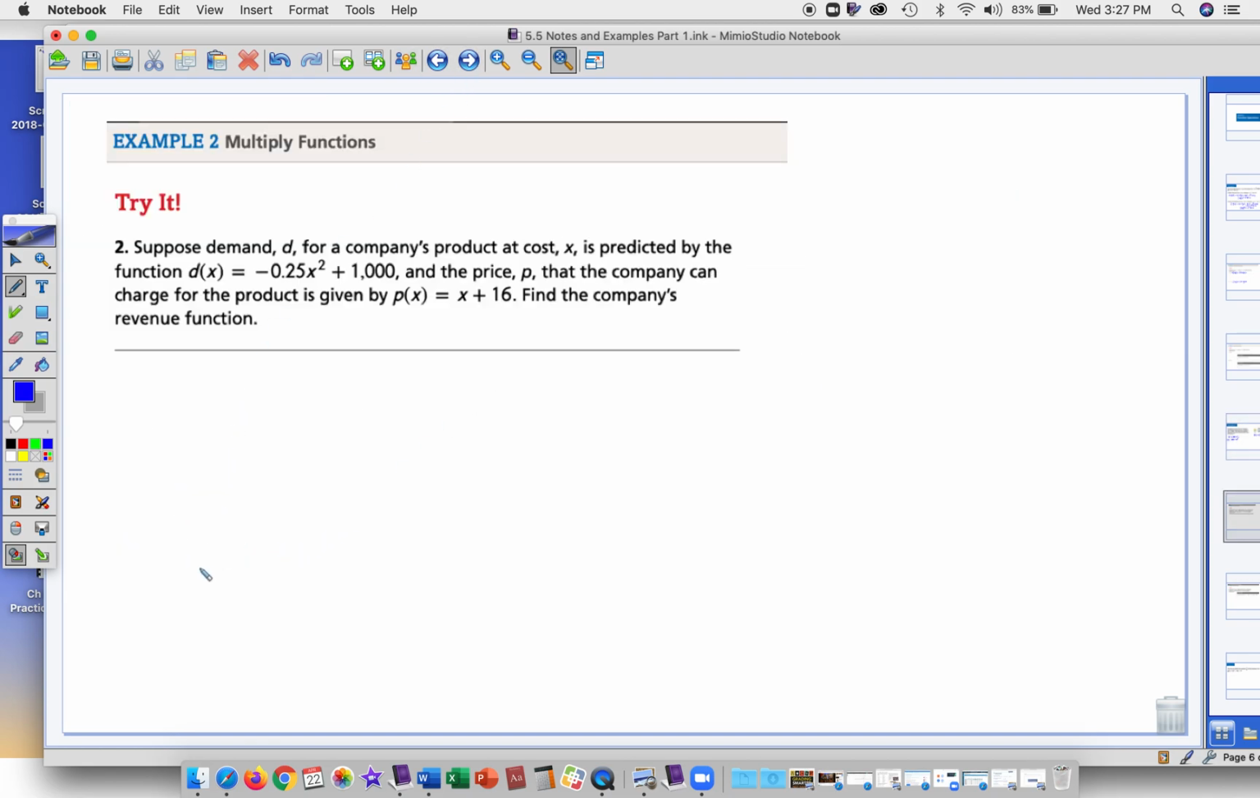Okay, let's go to the try it. So you're given again the demand function, the price function, p of x, and you're asked to calculate the revenue. So again, revenue, which we'll call r of x, is d of x times p of x, which can also be written this way. Sometimes you see a little dot, sometimes you might not.